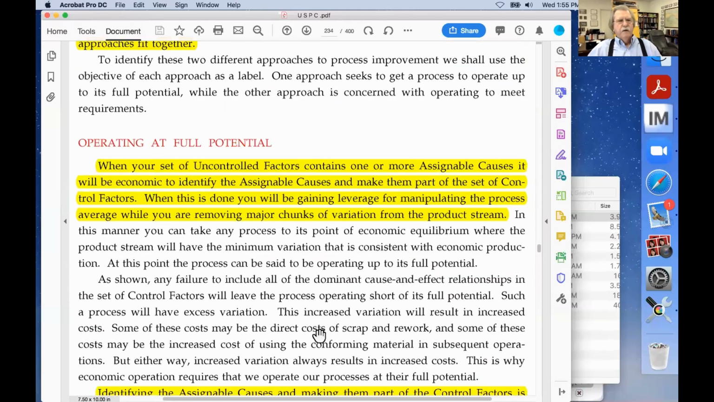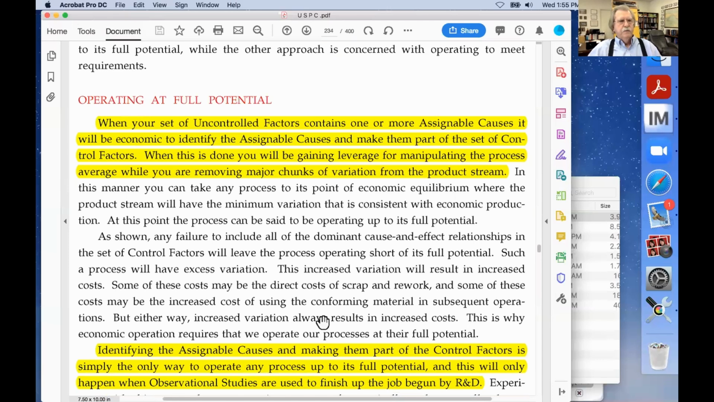You can operate to full potential. When your set of uncontrolled factors contains one or more assignable causes, it will be economic to identify the assignable causes and make them part of the set of control factors. And when this has been done, you'll be operating, gaining leverage. You'll be operating up to full potential.